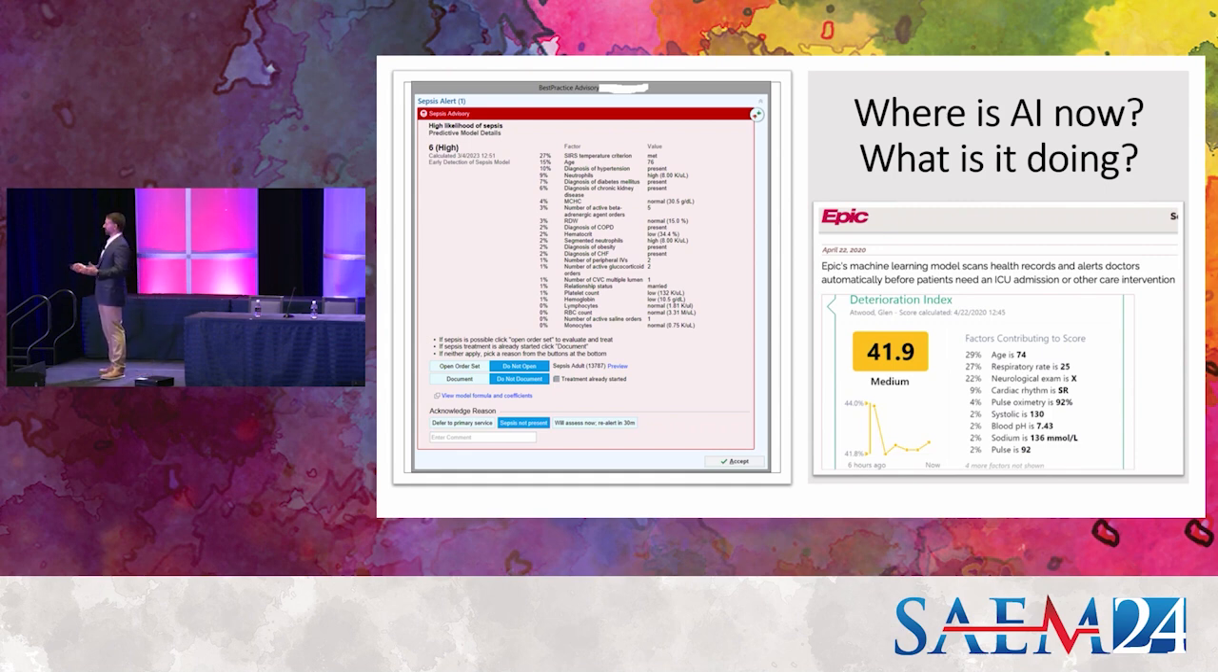These are tools that exist in the clinical environment. There's actually a little bit of data out there. Epic's machine learning model scans these and actually calculates a likelihood that somebody might get admitted or might deteriorate. So these tools are already integrated in our medical records in various ways.